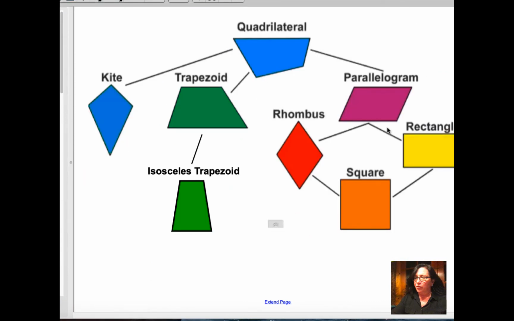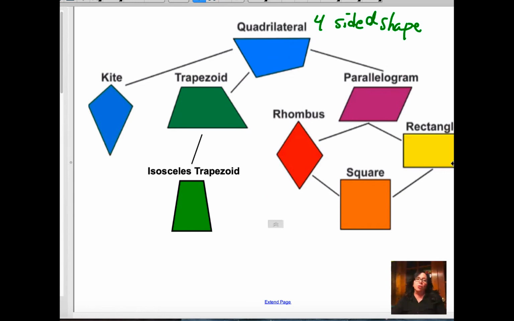So this is classifying some of our basic shapes, okay? We have a quadrilateral. What you need to know about a quadrilateral is it's any four-sided shape. That's not distinguishing it between any of the main ones, but it's any four-sided shape. So a kite is a four-sided shape. That means it's a quadrilateral. A trapezoid has four sides. That means it's a quadrilateral. An isosceles trapezoid has four sides. That means it's a quadrilateral. Then you have a parallelogram, which has four sides, which is a quadrilateral.